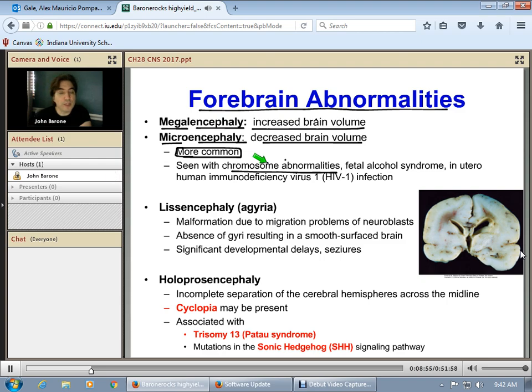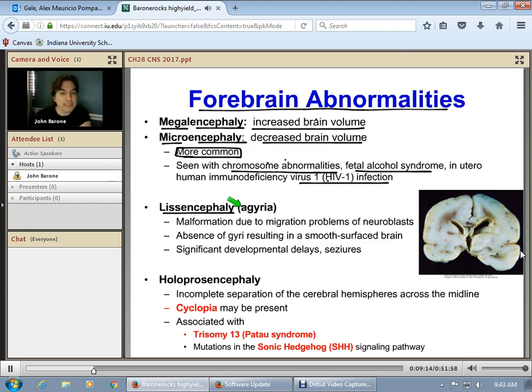So something like trisomy 13, Patau syndrome. You can see this with Cri du Chat. You see these small round heads. You can see it with fetal alcohol syndrome. You can see it with in-uterine HIV infection. So it gives you dementia, but it also can give you small brains too.